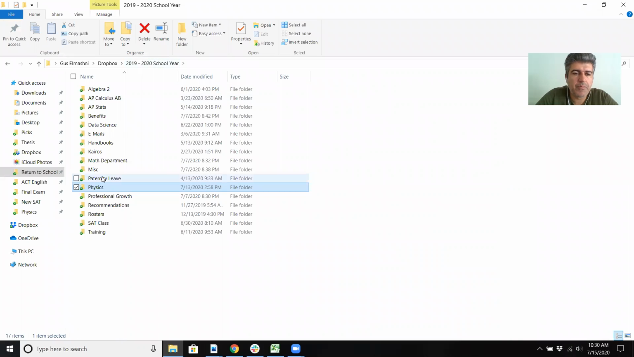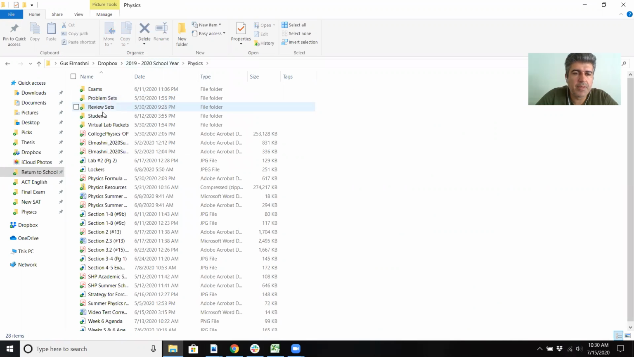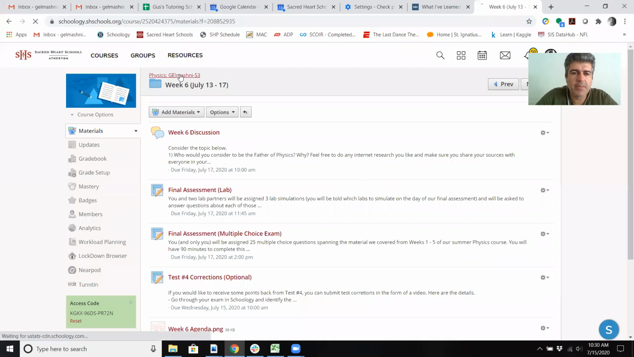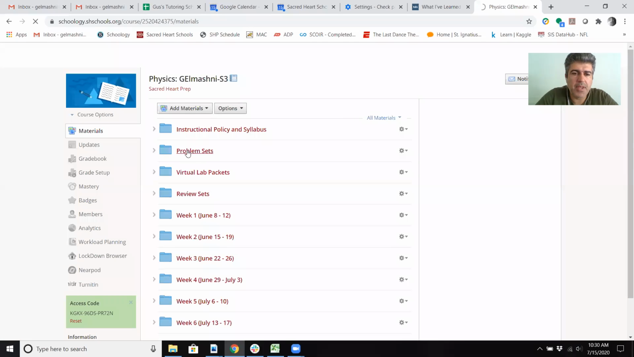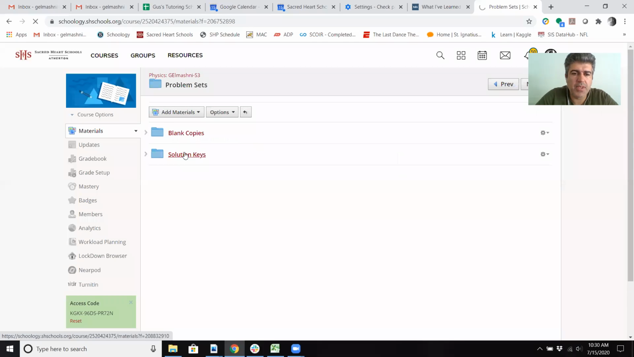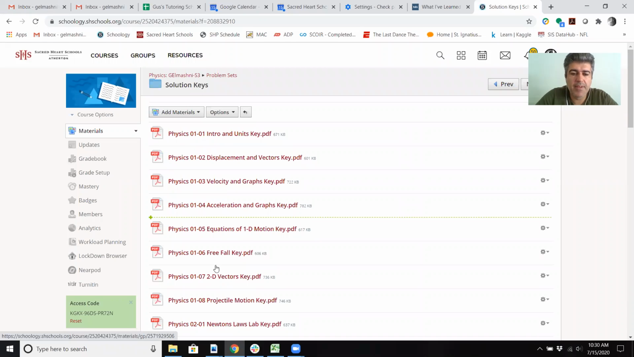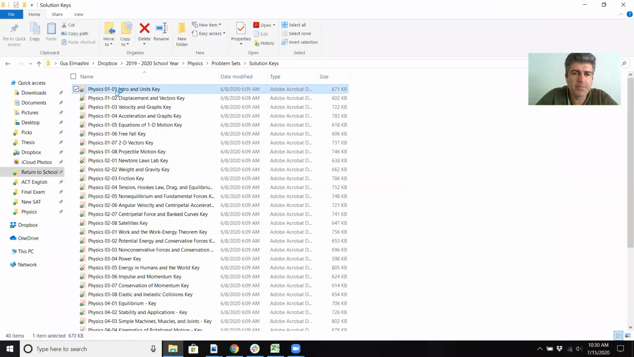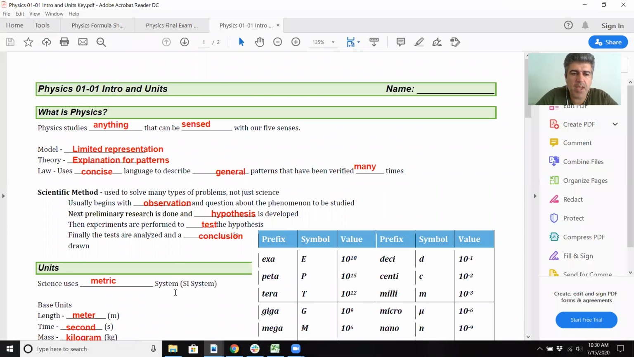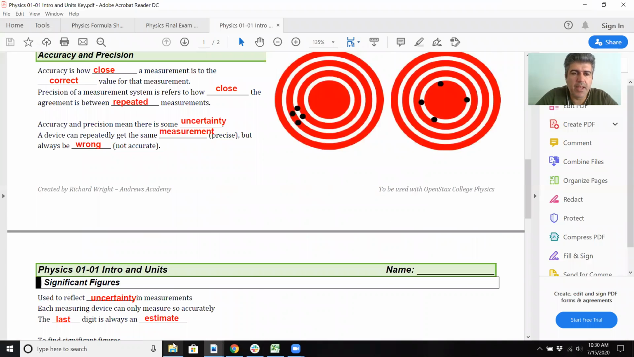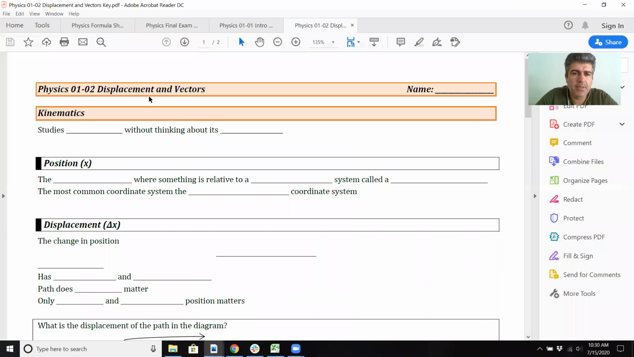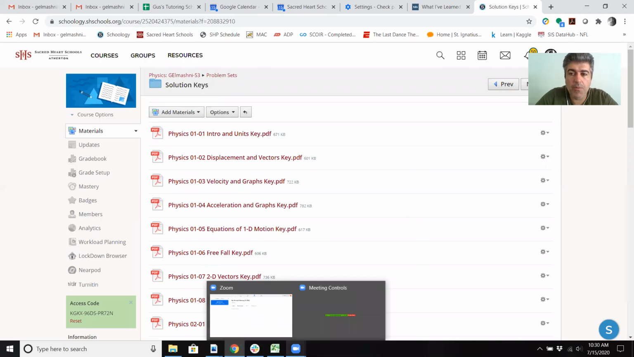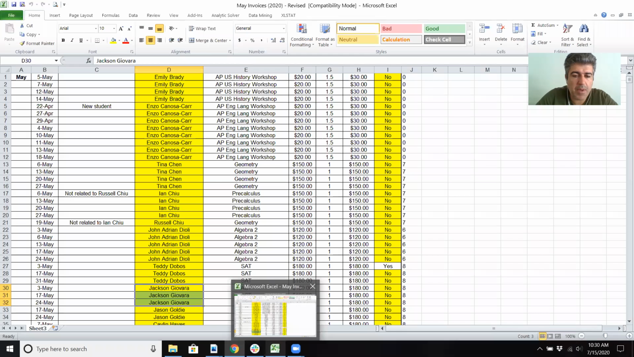So if you just click on, well, I'm on my Dropbox, but if you go to Schoology and click on problem sets and click on solution keys, you see everything there. And if I click on my Dropbox folder, yeah, it just kind of goes over all the basics. And then there's some other stuff on vectors and stuff like that. So anyway, review your notes. I think that's important for those kind of problems.